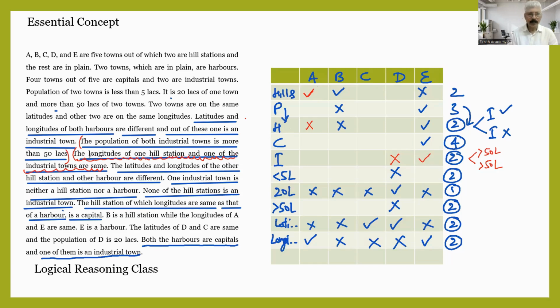Okay, read again. The longitude of one hill station and one of the industrial towns are the same. Longitudes of A and E are the same, only A and E. So it means out of A and E, one is industrial, one is hill, and E is not a hill. So it is very obvious that A is going to be hill and E is industrial, right? When A is a hill, no matter of being a plain.